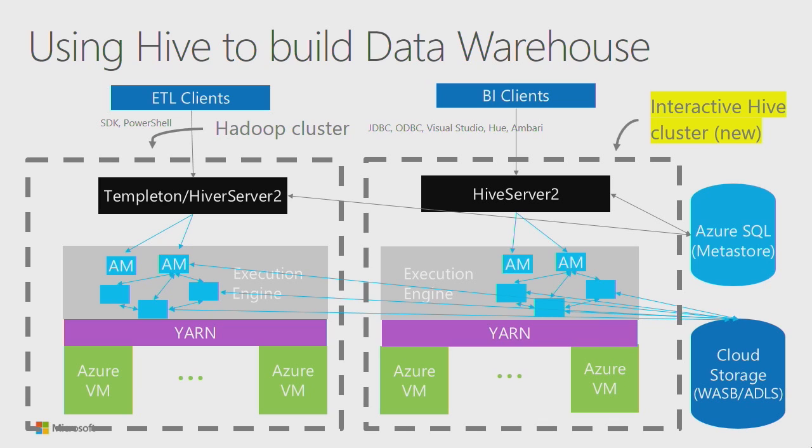So let's understand this a little bit more. ETL clients use the SDK and PowerShell to submit a job to Templeton, which is then compiled and sent to the different application masters, which is created by Tez. The Tez execution engine runs this on Yarn on a bunch of Azure VMs which have been provisioned. Execution engine reads the data from the cloud storage, which can be WASB or ADLS. I forgot to mention, but Hive Server 2 also talks to the Metastore, which is Azure SQL. So that's how the ETL side works.